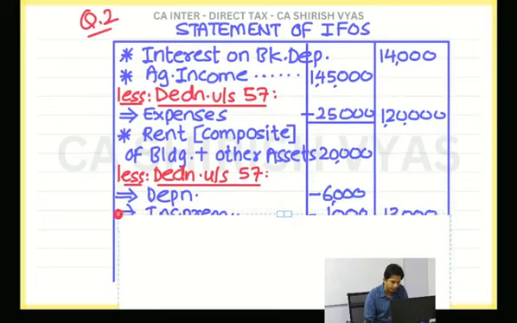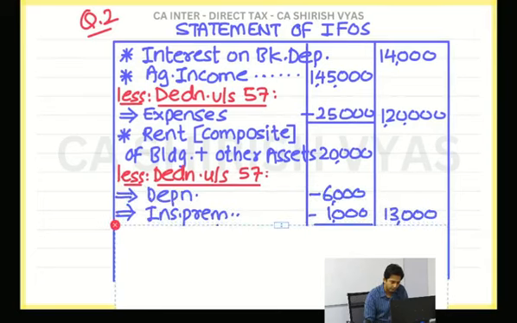Look here. Draw one arrow and write depreciation. You don't have to write a detailed sentence; just write the name of the expenditure in short. Depreciation. Insurance premium. 6,000, 1,000, so the outer column is 13,000.